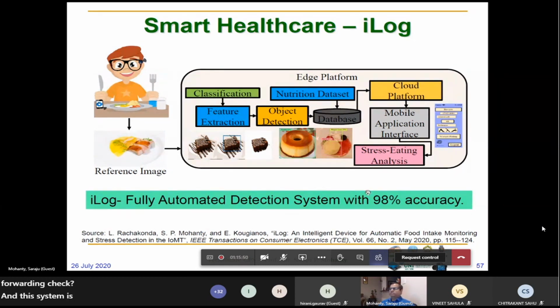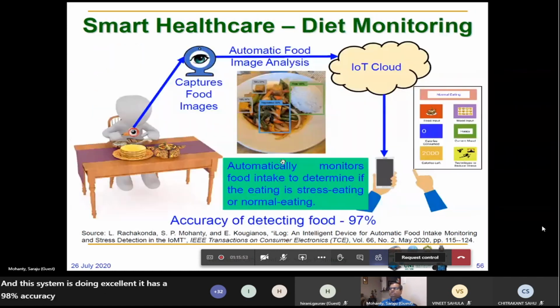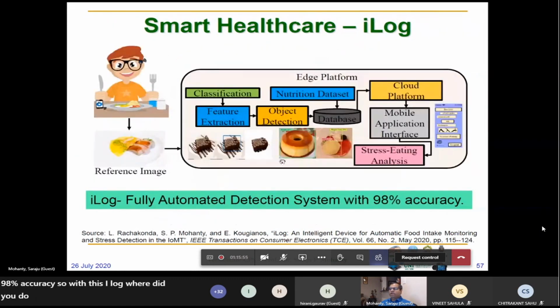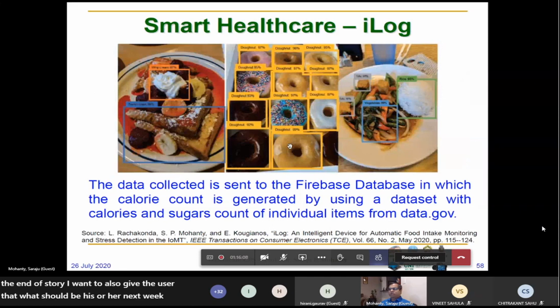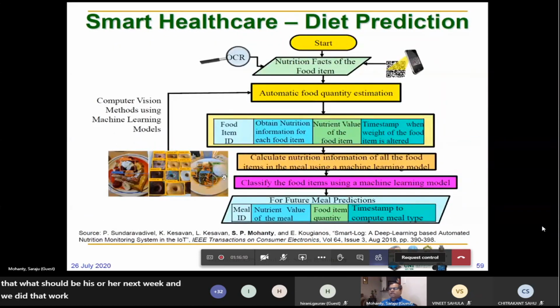And this system is doing excellent. It has 98% accuracy. So with this iLog, what did we do? We automatically quantified what we ate and what the calories are. But that is not the end of the story. I also want to give the user what should be his or her next meal. And we did that work as a bigger picture. This is what I call diet prediction.